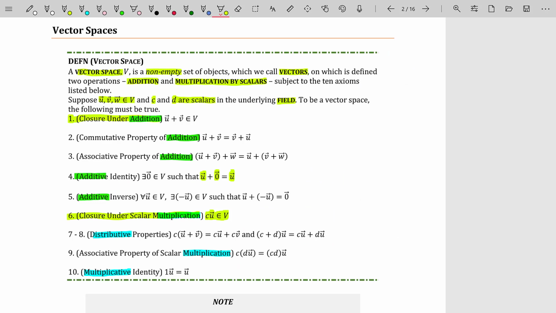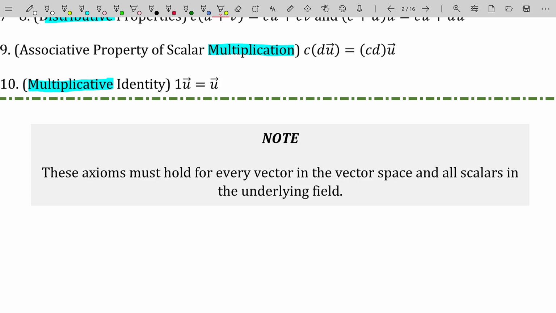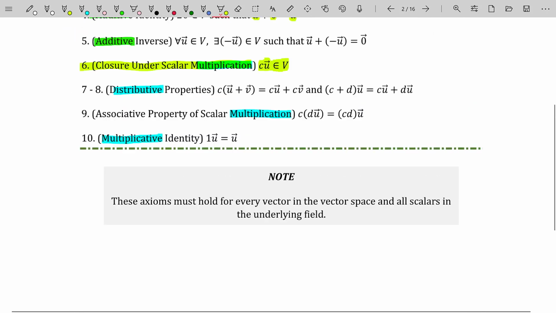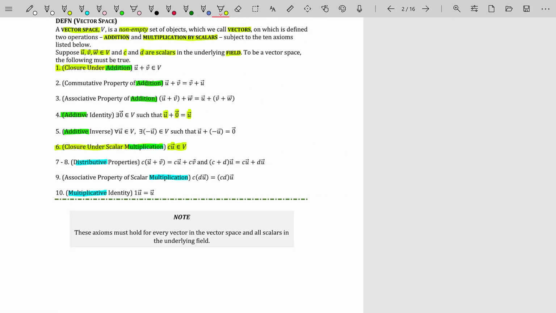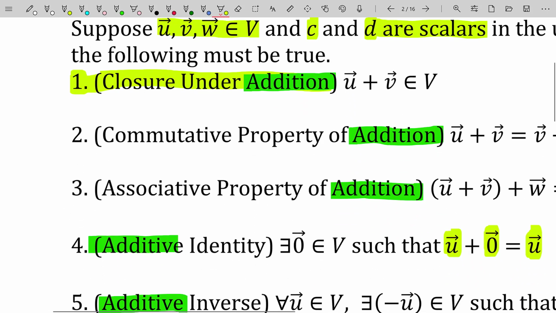And again, some very special properties come from having a vector space. Now I have a little note down here. These axioms must hold for every vector in the vector space and all scalars in the underlying field. If you can provide a counterexample of one vector for which one of these properties or axioms does not hold, then your set of vectors is not a vector space, because there's at least one vector within it that, for example, might not satisfy closure under addition or might not follow the associative property of addition or something like that.